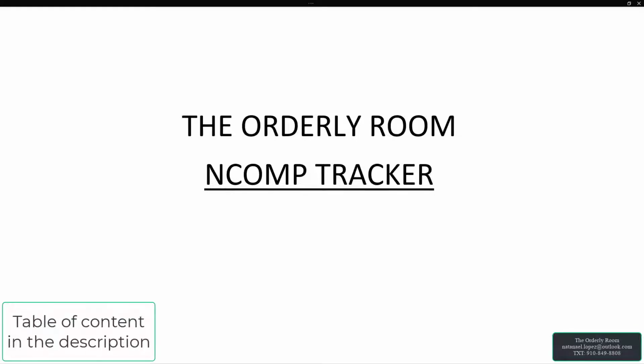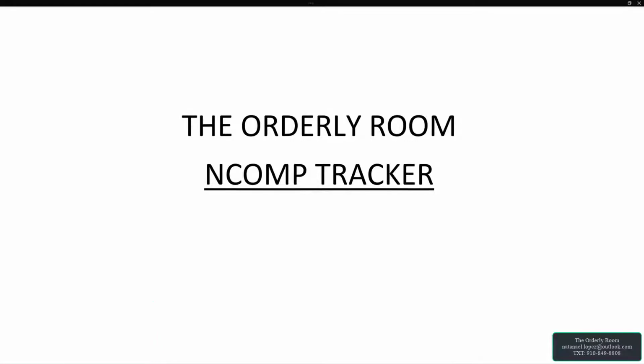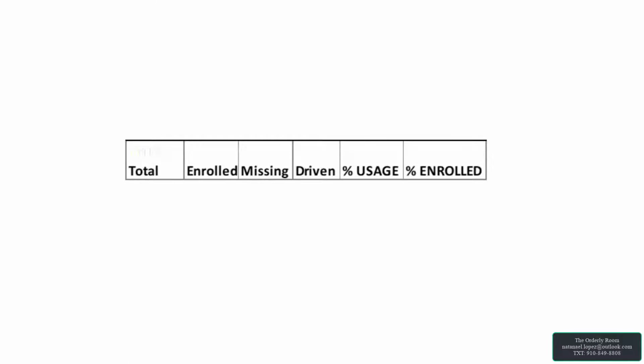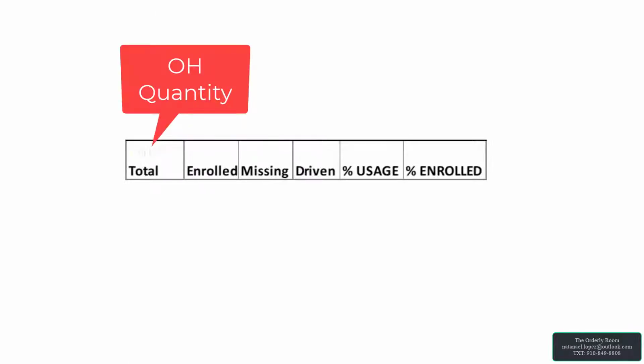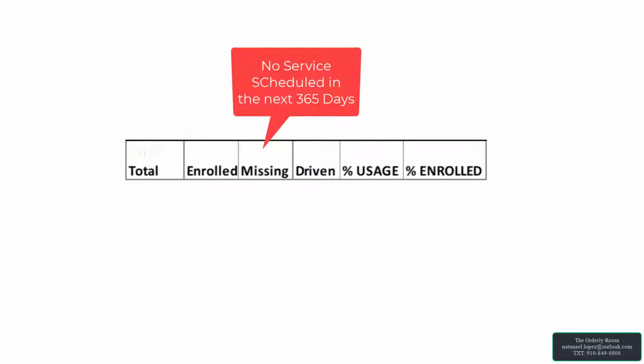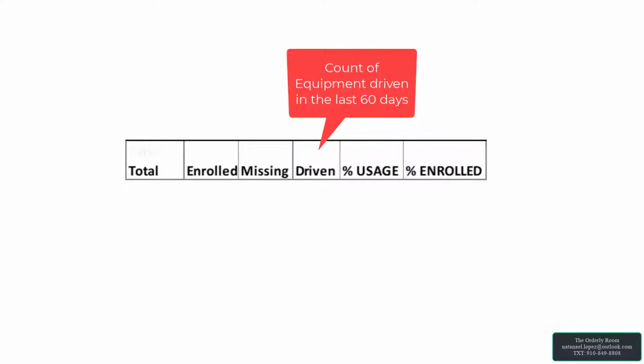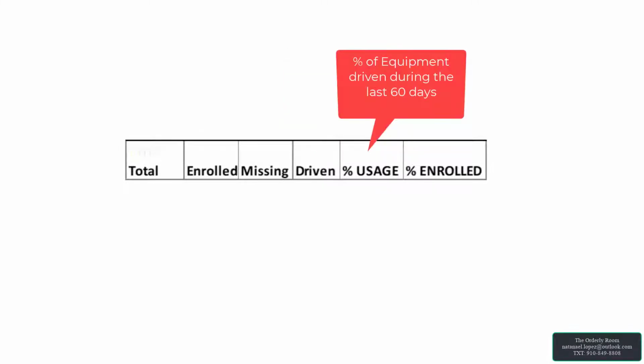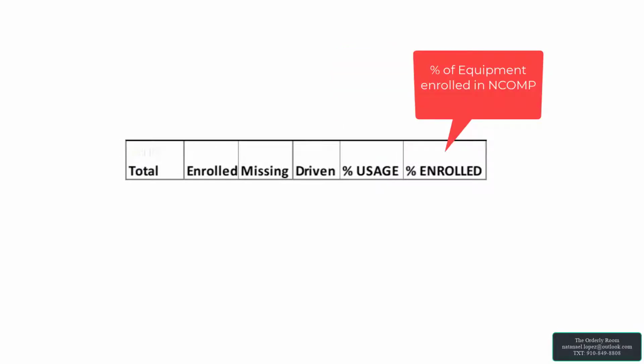Welcome, team. Today we're going to do the non-combat operational maintenance plans tracker, the NCOMP tracker. It's going to consist of the total amount of equipment available, how many are enrolled, how many have missing services, meaning how many do not have a service scheduled in the next 365 days, how many have been driven more than 10 miles within the last 60 days, and the percentage of usage, meaning the percentage of that equipment that have been driven more than 10 miles, and the percentage of enrolled.